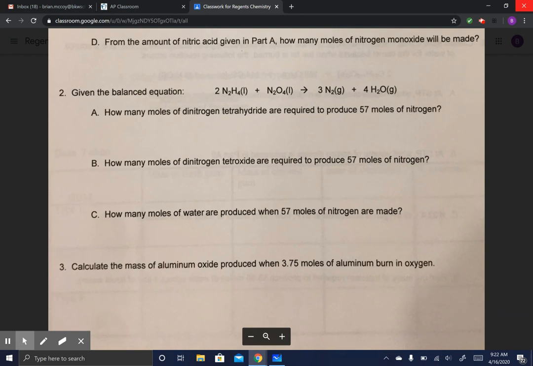Oh, you know what? 3 is harder than I thought. Well, that's good. It's a good thing. Calculate the mass of aluminum oxide produced when 3.75 moles of aluminum burn in oxygen.